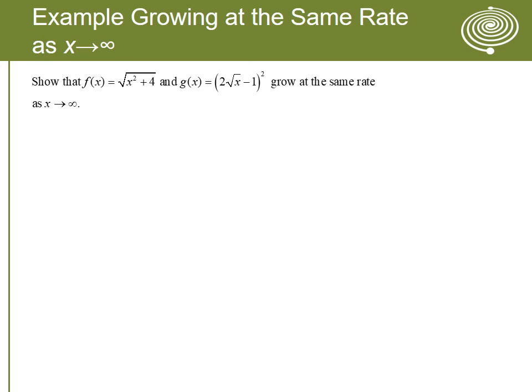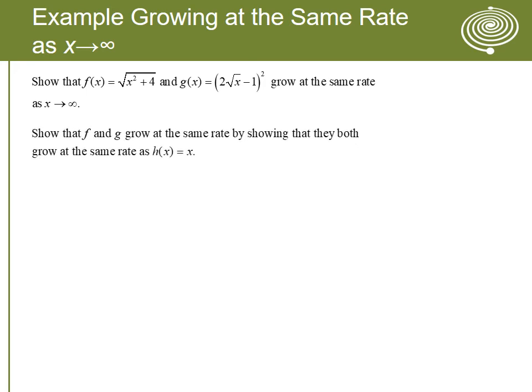Let's look at this example to help us understand the transitive property of the growth rate. Show that f of x is equal to the square root of x squared plus 4 and g of x is equal to 2 times root x minus 1, the whole squared, grow at the same rate as x goes to infinity. To show that f and g grow at the same rate, we can take a third function h of x and try to show that both f and g separately grow at the same rate as h of x.